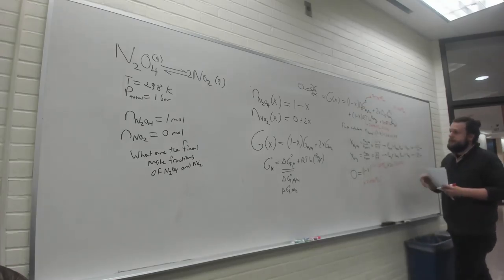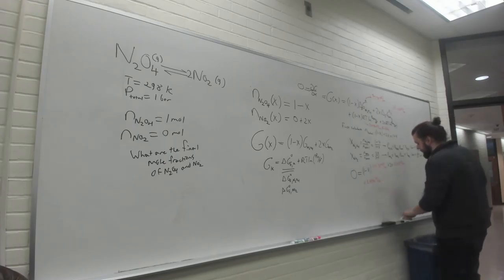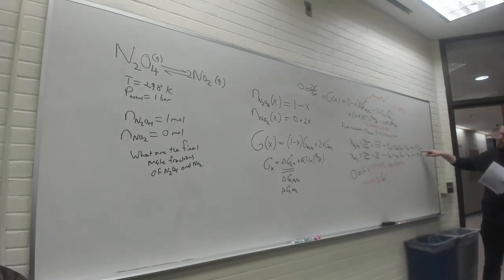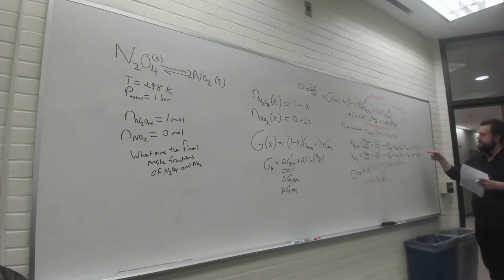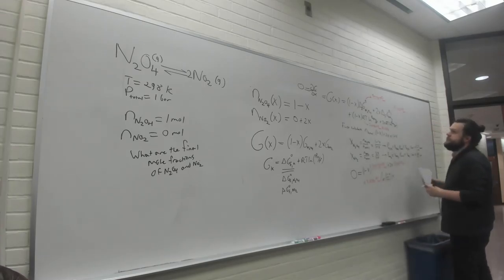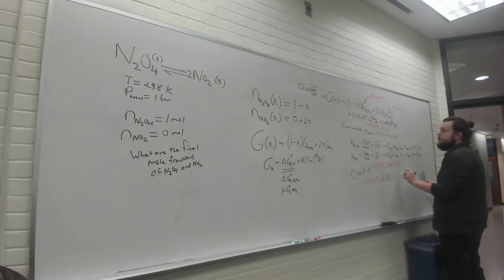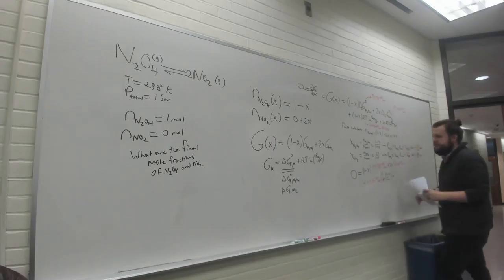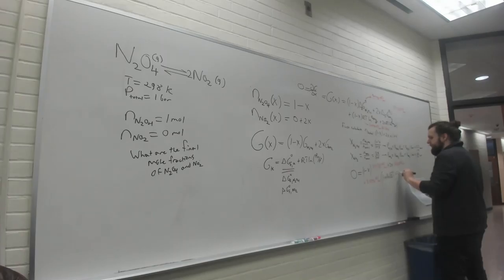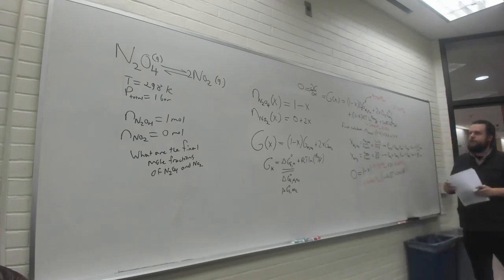times the logarithm of the pressure of N2O4, ln of the partial pressure. P star here is 1 bar, so it just goes away. So it's the ln of 1 minus x over 1 plus x, plus NO2. Did I miss something? Sorry, I apologize. I have an error here. This is 1 minus x ln 1 minus x over 1 plus x, plus 2x ln 2x over 1 plus x. And we have the stoichiometric coefficients on the outside.